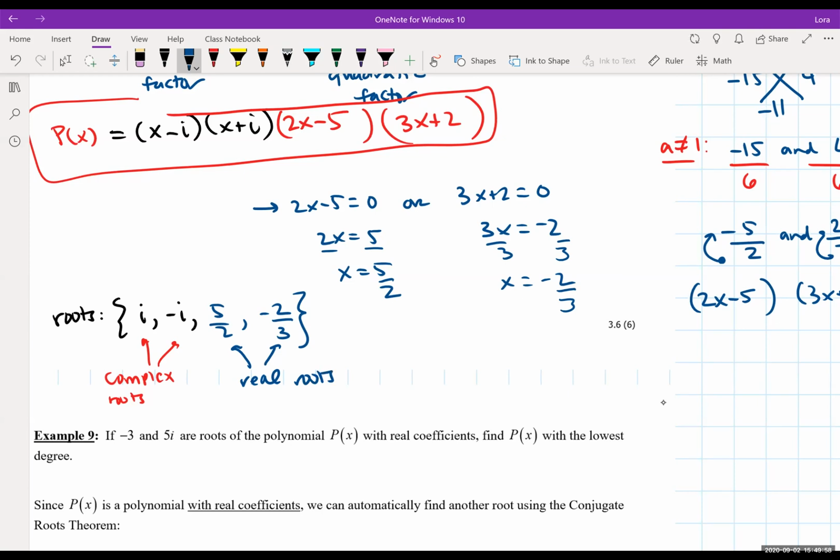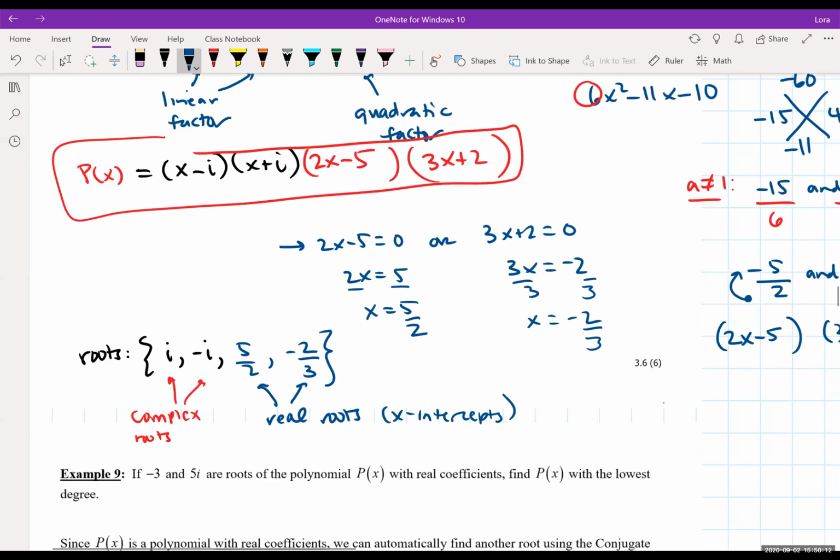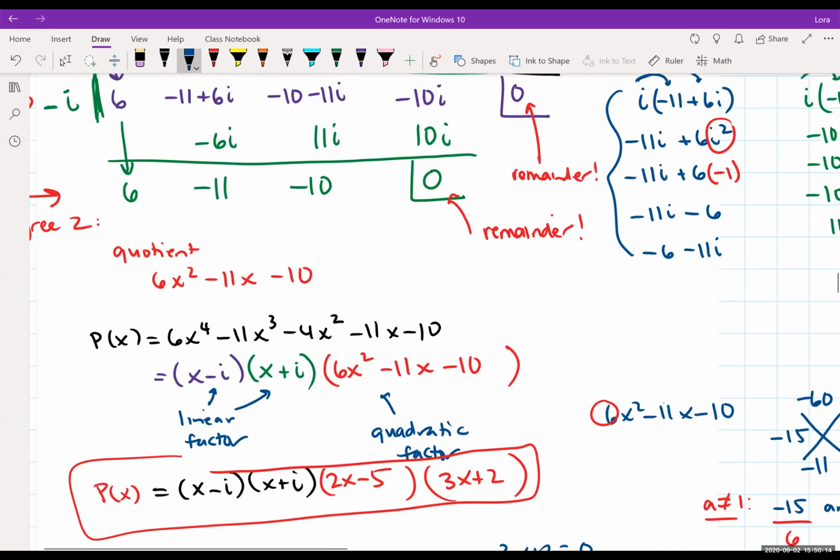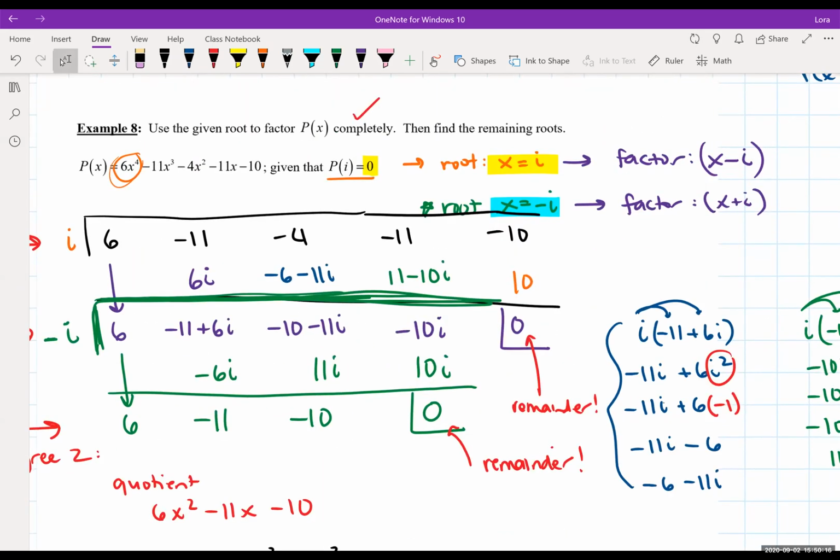What that means is that you can actually see real roots when you use your TI. Those are the clear x-intercepts. Complex roots you will not see. You will only know if someone tells you that they exist or by factoring the polynomials down.